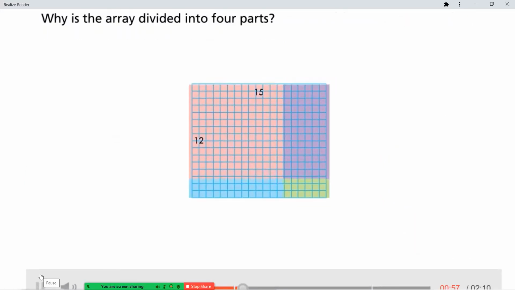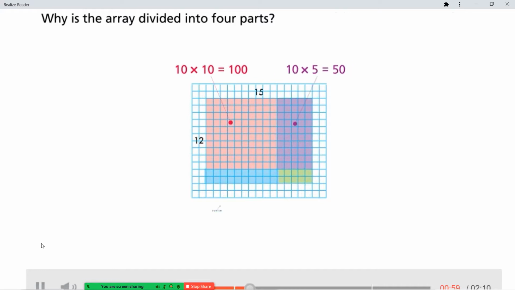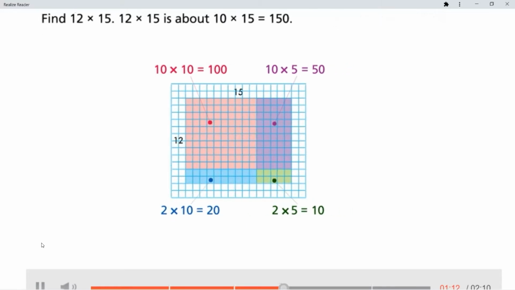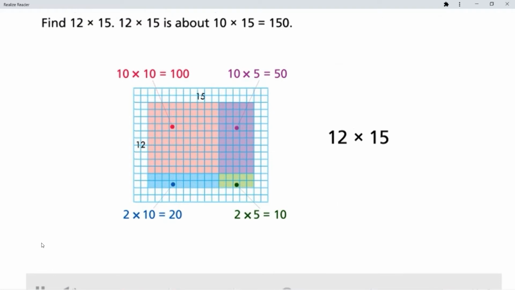Why is the array divided into 4 parts? Each factor is broken into tens and ones. The 4 parts are equal to the 4 partial products. Find 12 times 15. 12 times 15 is about 10 times 15 equals 150.